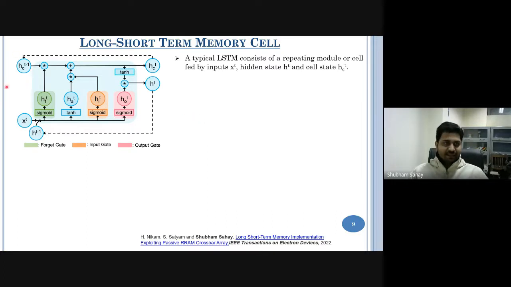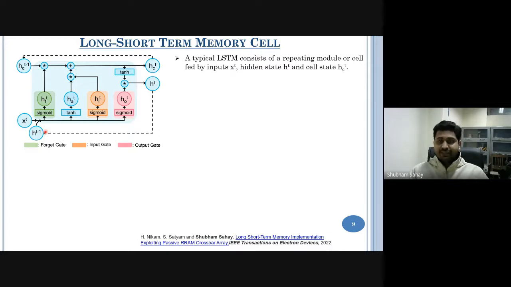So this is a cell of LSTM, and it is fed by the present input X and the hidden state, and it also has a cell state. This cell state stores your contextual information. The input comes from the present time series, and the hidden state is something the network stores, which helps us store information about all the previous inputs.